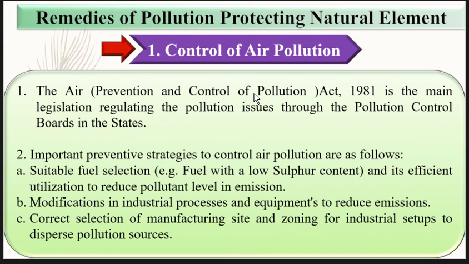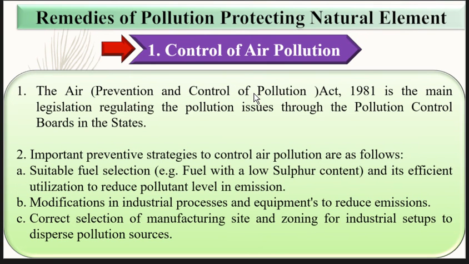First is suitable fuel selection. For example, fuel with a low sulfur content and its efficient utilization to reduce pollutant level in emission. Next is modification in industrial processes and equipment to reduce emission. And next is correct selection of manufacturing site and zoning for industrial setups to disperse pollution sources.